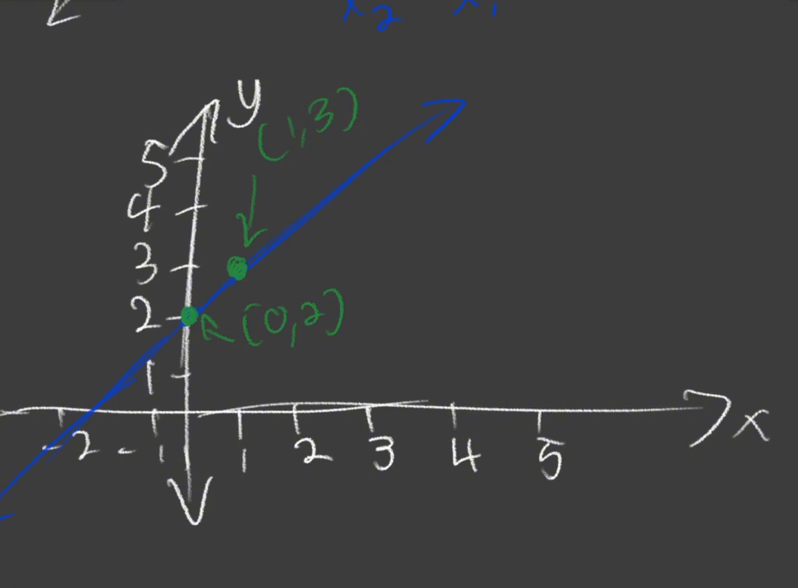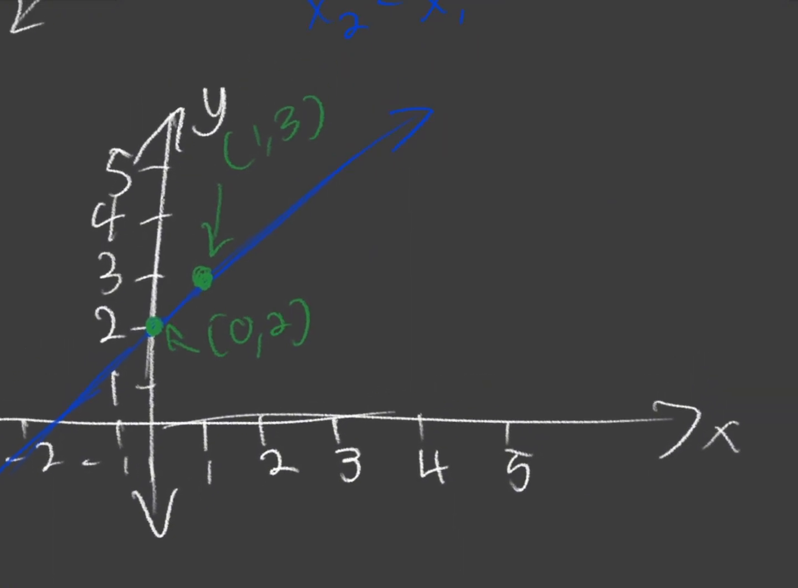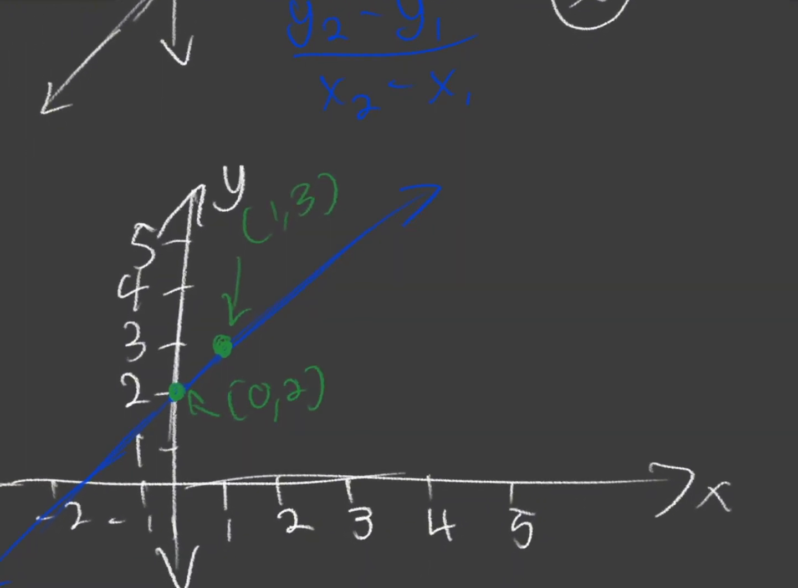Okay, that's our 2 coordinates, and now remember the equation from above: y2 minus y1 over x2 minus x1, right? Well, we can label our coordinates. So this will be x1, that'll be y1, that'll be x2, that'll be y2, okay?